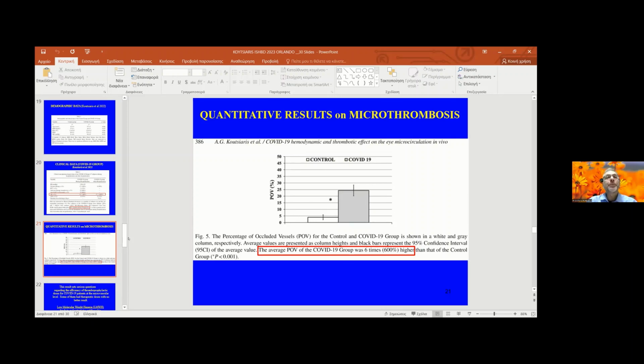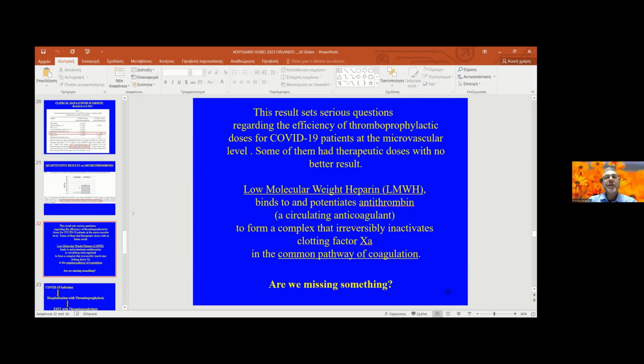And these results set serious questions regarding the efficiency of thromboprophylactic doses for COVID-19 patients at the microvascular level. Some of them had therapeutic doses with no better result. So, considering that low molecular weight heparins bind to and potentiate antithrombin to form a complex that irreversibly inactivates clotting factor 10 in the common pathway of coagulation, we have to ask ourselves if we are missing something.